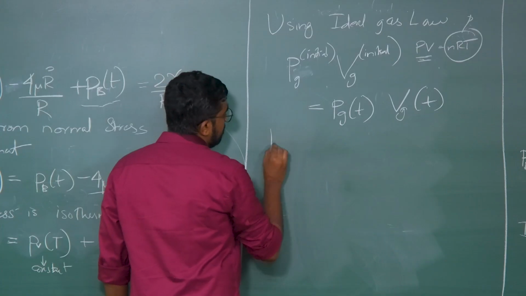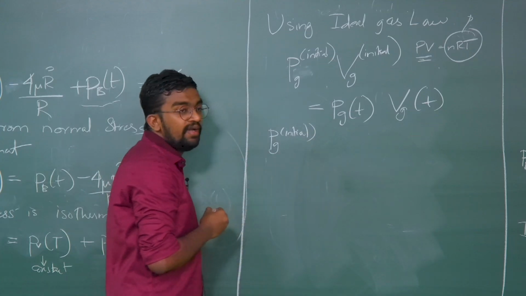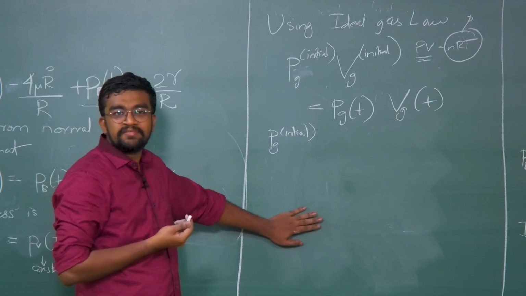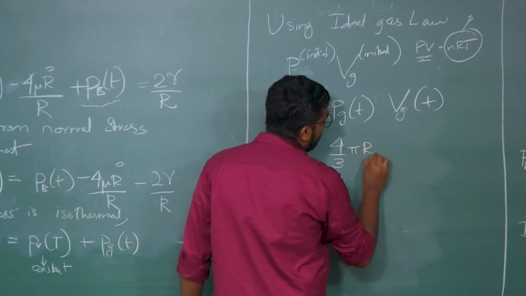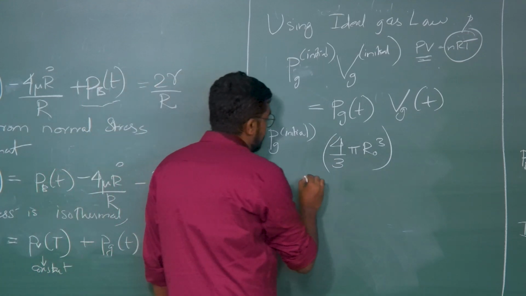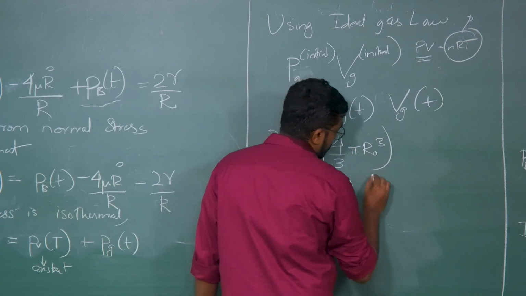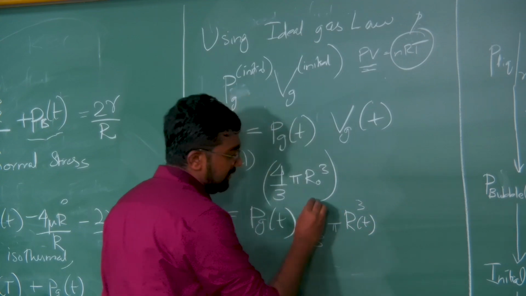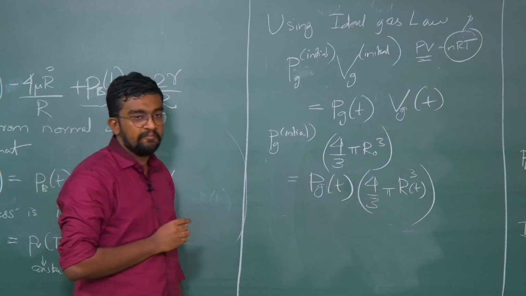So, initial gas pressure, and what is the initial volume of the bubble? Four by 3 pi R0 cube, is equal to Pg at any time into 4 by 3 pi r cube, where r is a function of time. Okay. Volume at any given time is 4 by 3 pi r cube, where r is a function of time. Okay.